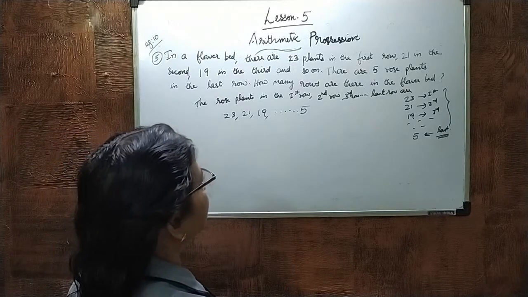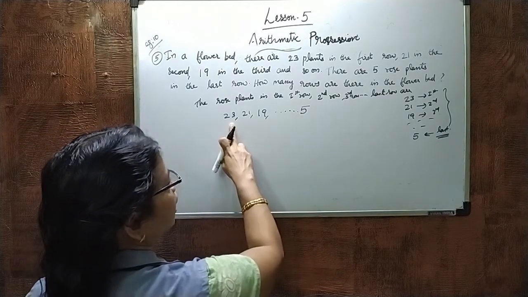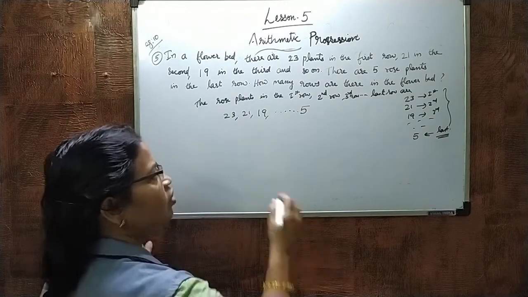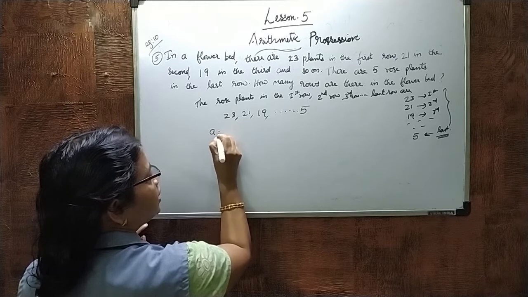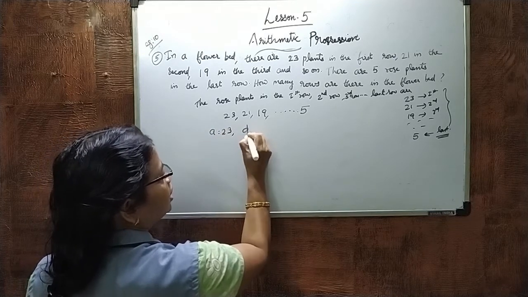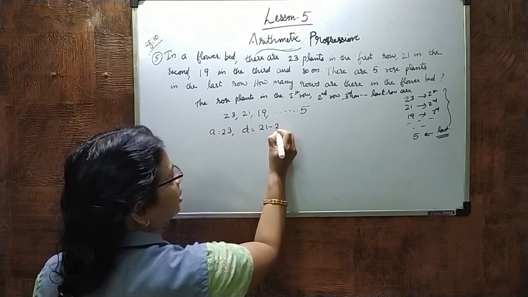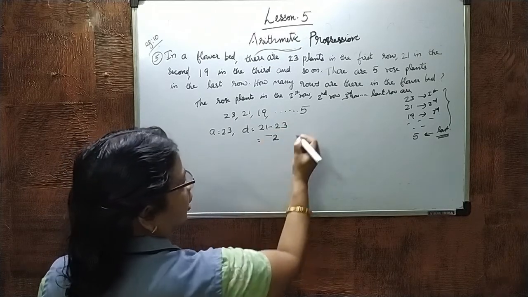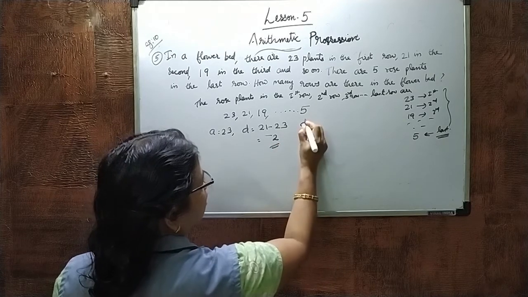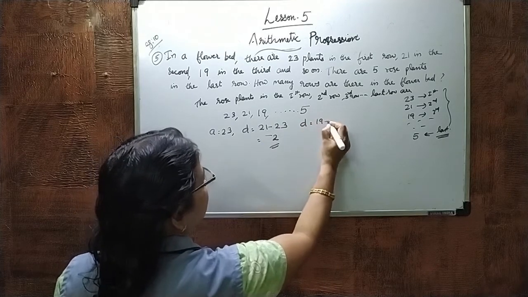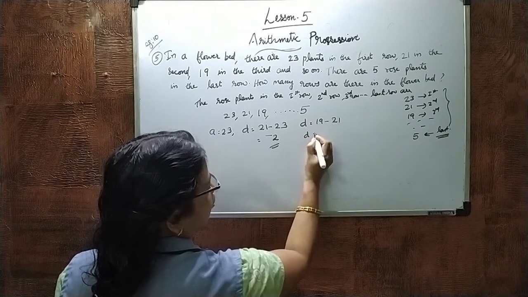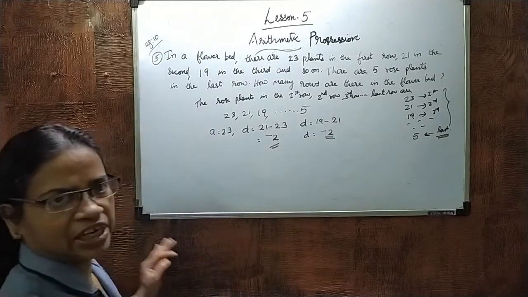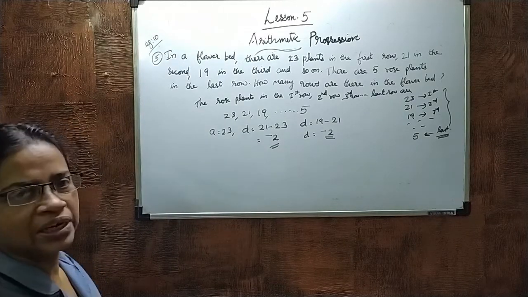Okay. Then first thing you find out, A is 23. What about D? Is it in AP first? How will you find out? So first we will write A is equal to 23. Then D is equal to 21 minus 23. We will get the answer negative 2. Again we will check it. D equals 19 minus 21. D equals negative 2 you will get. So D is same. That means it is in AP.